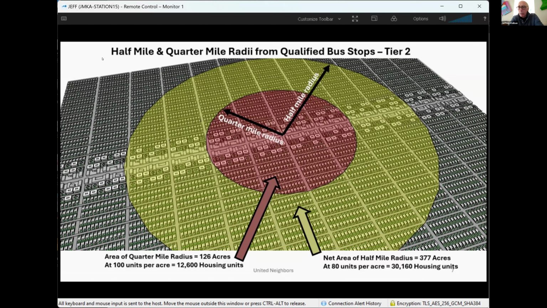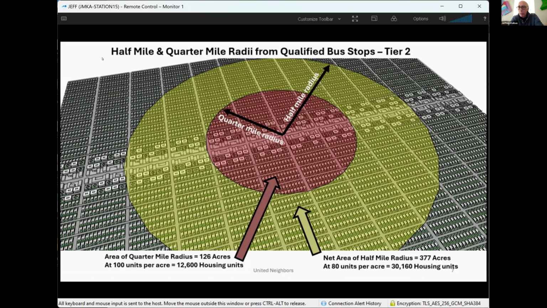So as an example, this is an area in Los Angeles, and these are existing bus stops in this area that qualify for SB 79 developments. So these are half mile radiuses, and you see some overlap.